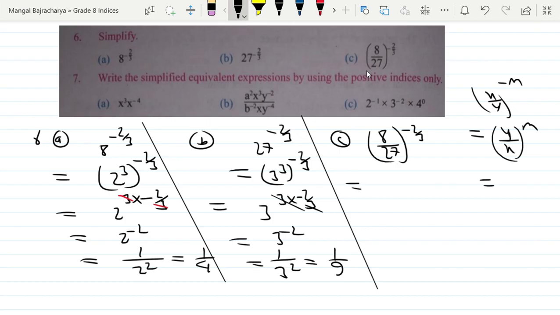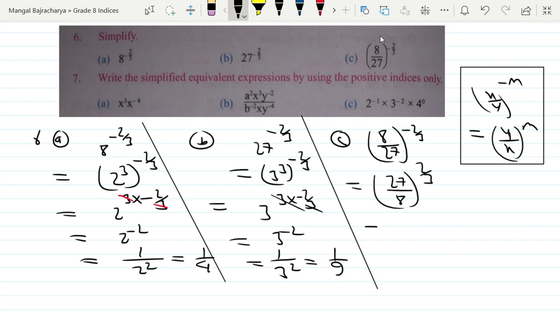So what you have to do here is the same way we just explained. Here 8 by 27 whole power minus 2 by 3 is there, so we do 27 by 8 whole power 2 by 3, with the same rule I mentioned above. And now 27 you can write as cube of 3, and 8 you can write as cube of 2, and whole power 2 by 3, is it?